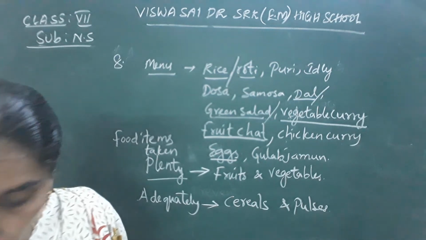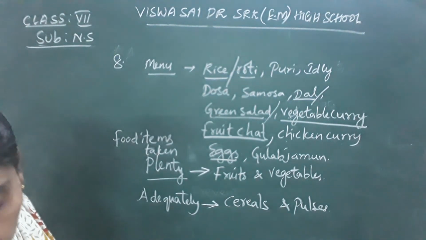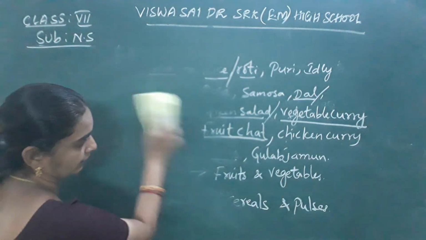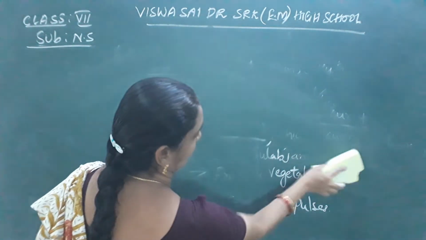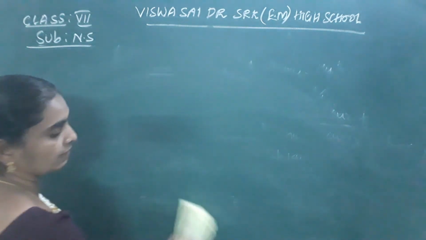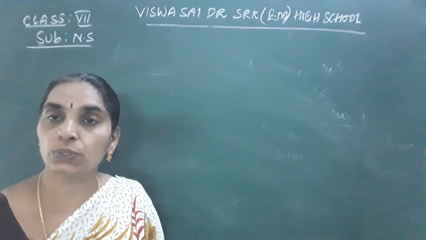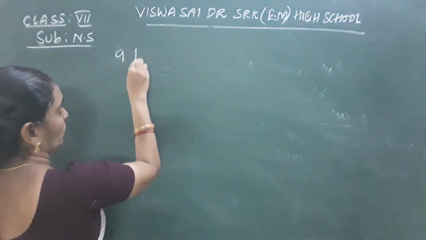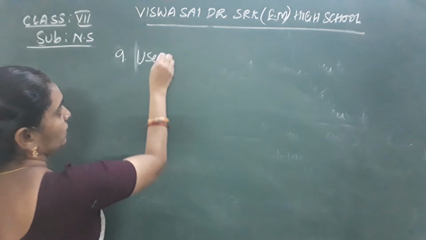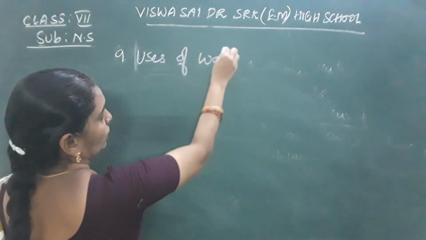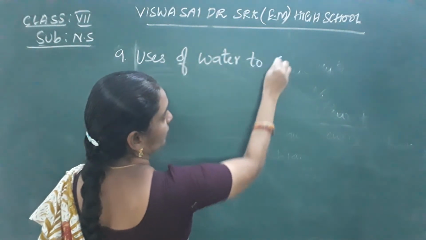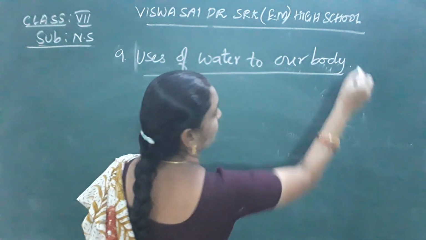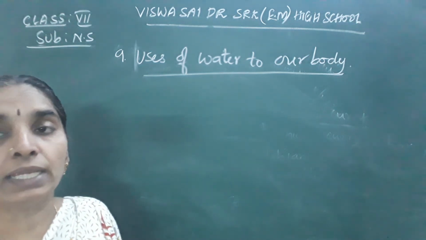Next question, the 9th one from your text: how is water useful to our body? Already I have explained this answer to you. Once again I repeat, how is water useful to our body? Uses of water to our body. 9th question. Answer. Uses of water to our body. Very, very important question, children. Note it down. Okay? Come on.